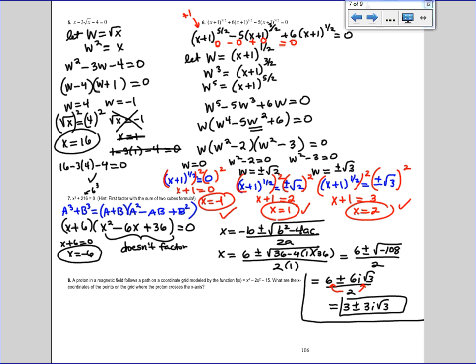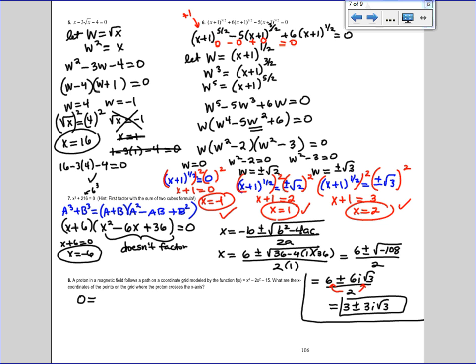The last one we'll do really quickly. A proton in a magnetic field follows a path in a coordinate grid modeled by the function. This is probably one of those W functions, so it's just saying the proton's moving more like a W. What are the x coordinates of the points in the grid where the proton crosses the x-axis? So at some point it's crossing the x-axis, so the x-axis is the x-intercepts.